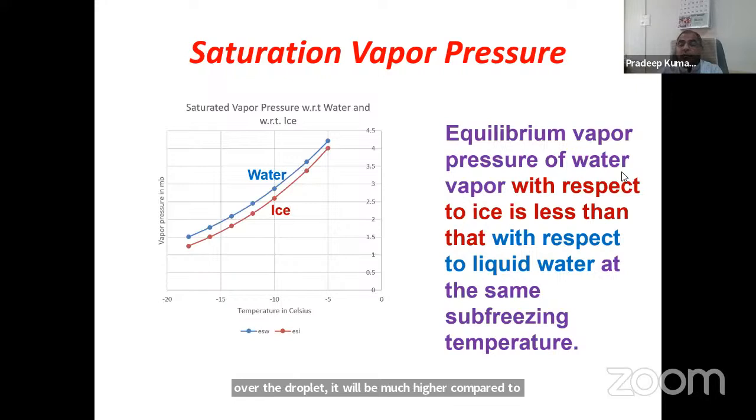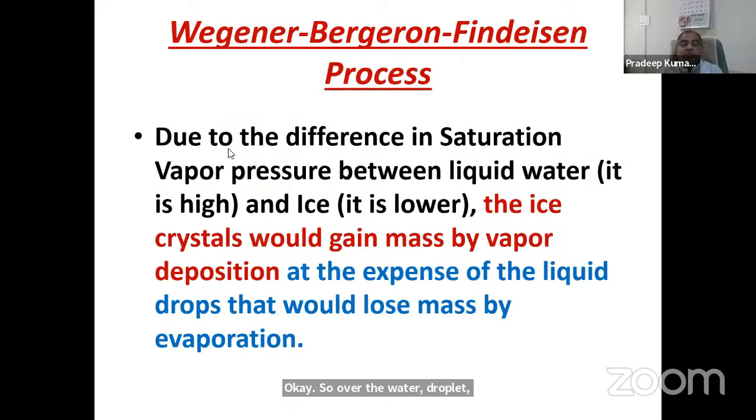So therefore, at the same freezing temperatures, this is all at sub-zero temperatures, okay? So over the water droplet, it will be higher as compared to the ice. So due to this difference in the saturation water vapor pressure between liquid water and ice, the ice crystal would gain mass by vapor deposition at the expense of the liquid drop that would lose mass by evaporation. Because over the water droplet, the saturation vapor pressure is higher as compared to ice. So in a mixed phase cloud, when both are existing together, the droplets will begin to evaporate, and that vapor will be gained by the ice crystal, and ice will grow at the expense of water droplets. This process is called the Wegener-Bergeron-Findeisen process, more popularly known as the Bergeron-Findeisen process.